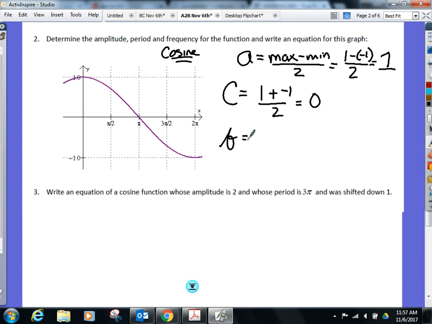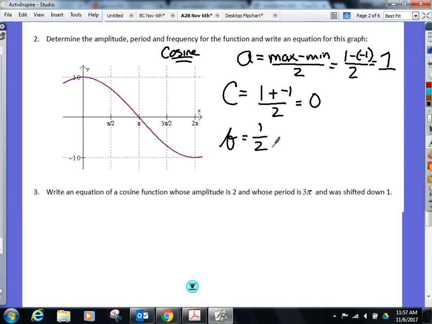So look from 0 to 2 pi on that graph. How many cosine curves do you see from 0 to 2 pi? Patrick, how many cosine curves do I see from 0 to 2 pi? I just see a half a cosine curve. So there's your frequency. How many you see from 0 to 2 pi?